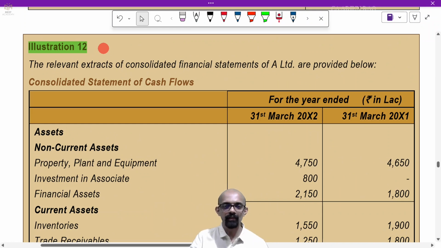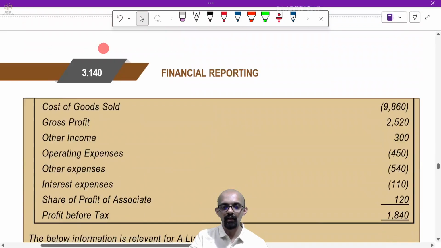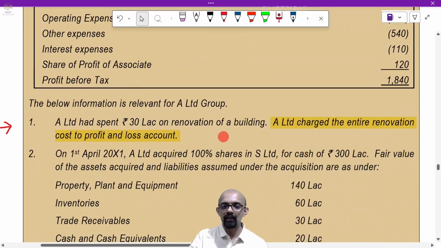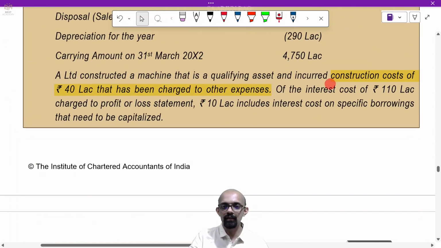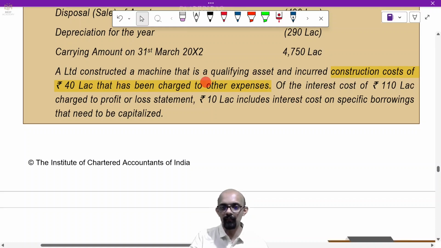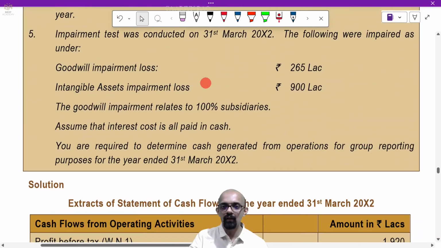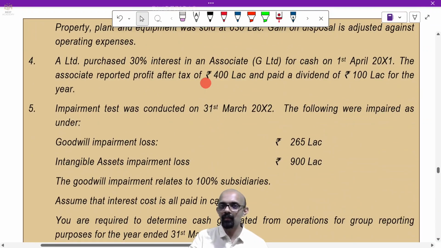Let's now go down to illustration 12. This is an example of an illustration where rectification adjustments need to be passed before attempting the cash flow statement. So for example, they have given that renovation is charged to P&L. So it needs to be adjusted to the profit before tax. It needs to be added. And then construction cost that has been charged to expense instead of capitalizing. Same way interest cost. So these adjustments need to be made before you complete the cash flow.